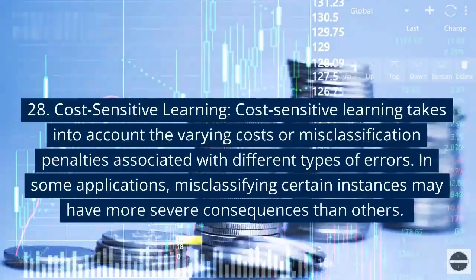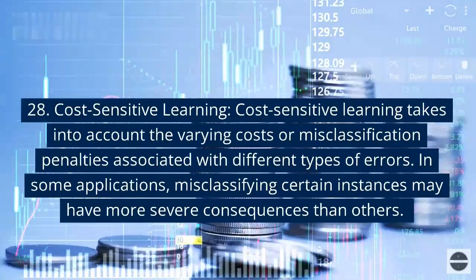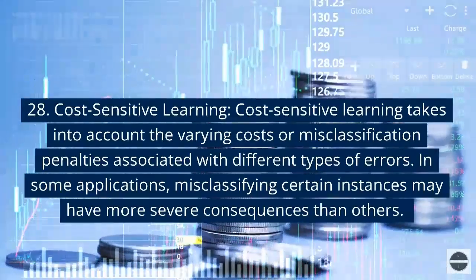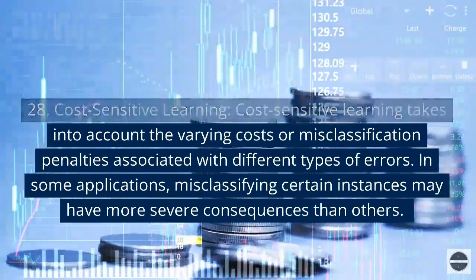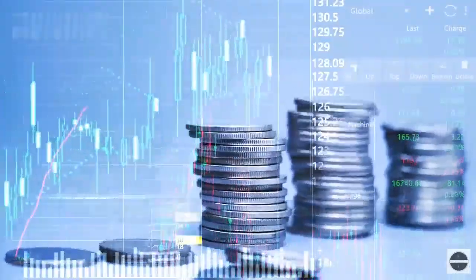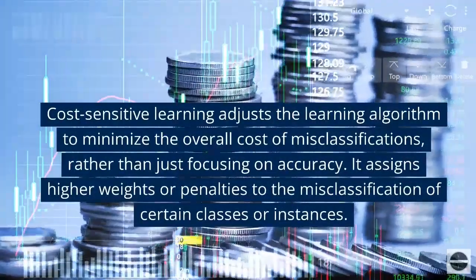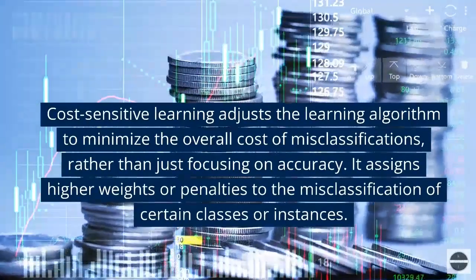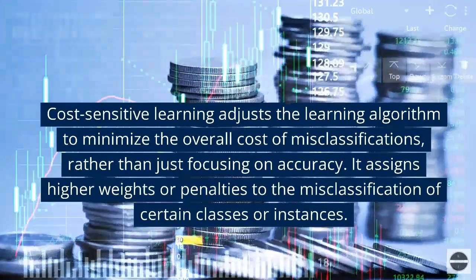28. Cost-sensitive learning. Cost-sensitive learning takes into account the varying costs or misclassification penalties associated with different types of errors. In some applications, misclassifying certain instances may have more severe consequences than others. Cost-sensitive learning adjusts the learning algorithm to minimize the overall cost of misclassifications, rather than just focusing on accuracy. It assigns higher weights or penalties to the misclassification of certain classes or instances.